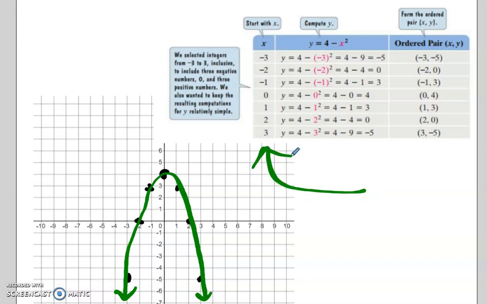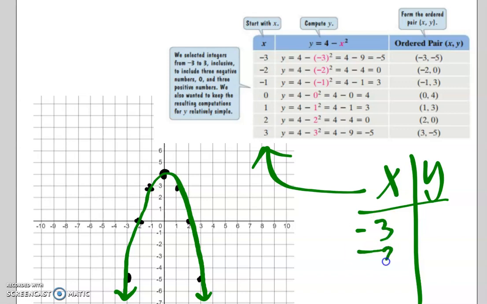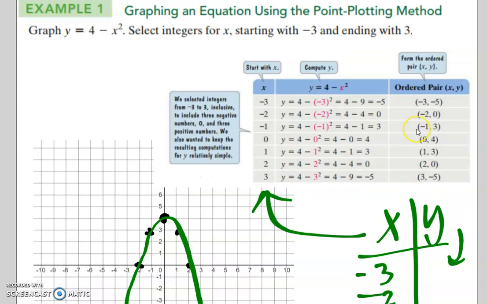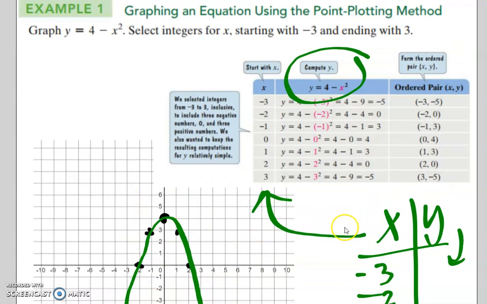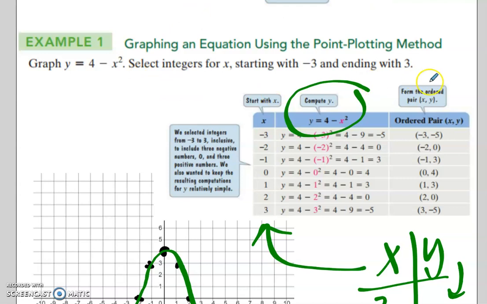And that's what you guys are going to practice in this section. You would be given those x values in a table like this: -3, -2, -1, and so on. Find the y values. All you have to do is substitute them into the equation. Then that creates an ordered pair that you can just plot to graph. It's a very simple way to graph an equation.